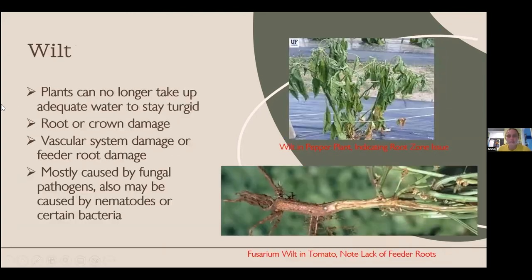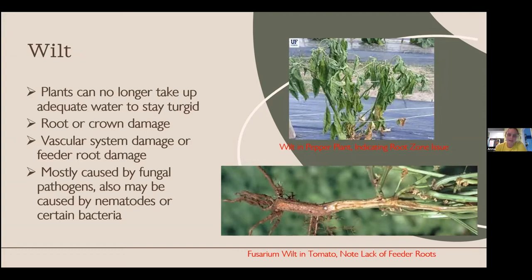Wilt is another great symptom to look for. This is where plants can no longer take up adequate water to stay turgid. That's another good vocab word. Turgid means all the cells are full of water, they're nice and plump, and those leaves and branches are standing up straight and out versus wilting. So this usually indicates root or crown damage, where the vascular tissue has been damaged or the feeder roots have been damaged in some way.